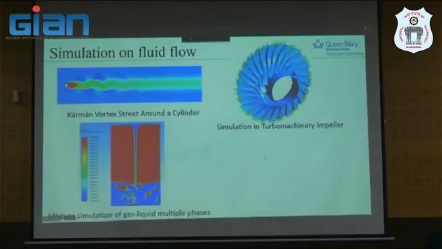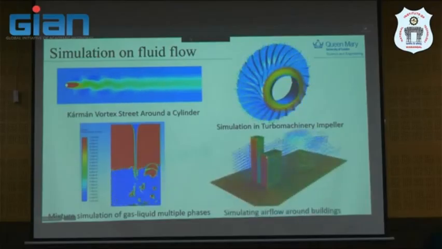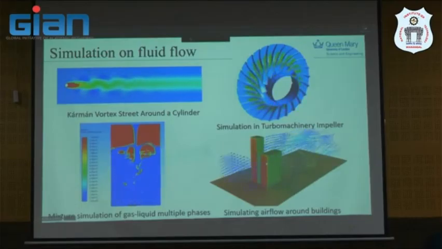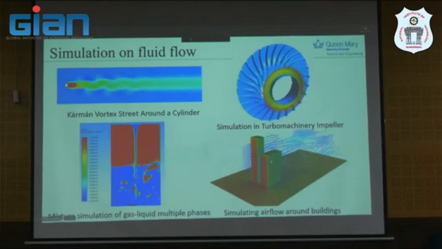And the fourth one is about the simulation of airflow around buildings. It's important for understanding wind behavior and its impact on buildings. This CFD simulation analyzes how air flows around and between the buildings, providing insights into wind patterns, pressure distribution, and potential turbulence zones.